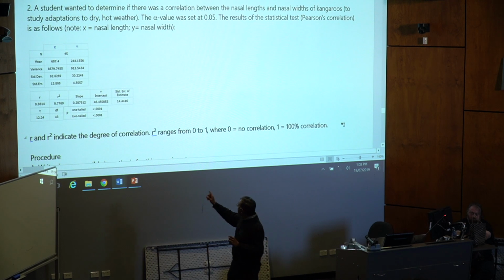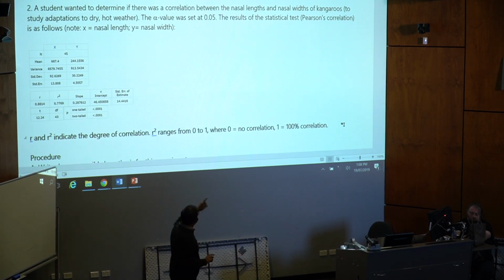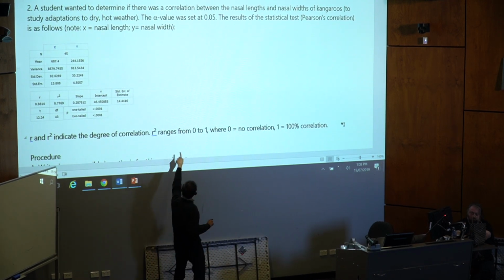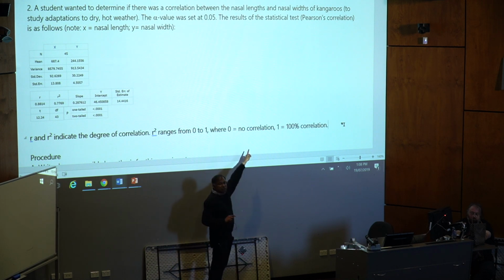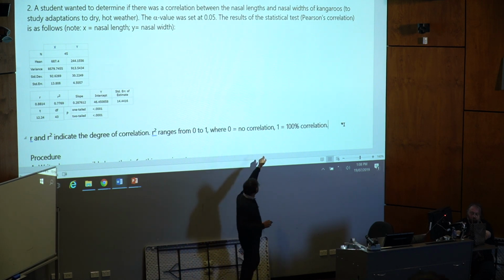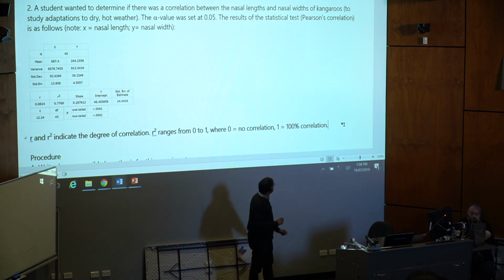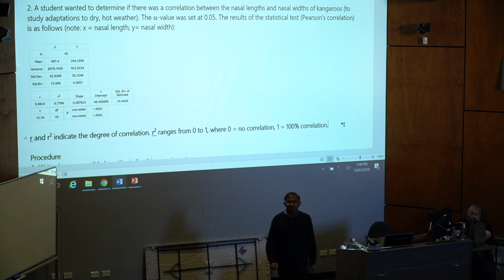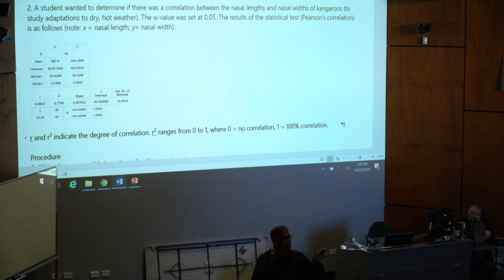So the second part of that bit, R squared ranges from 0 to 1. 0 indicates no correlation, and 1 indicates 100% correlation. Okay? So that's essentially what the R squared value says.